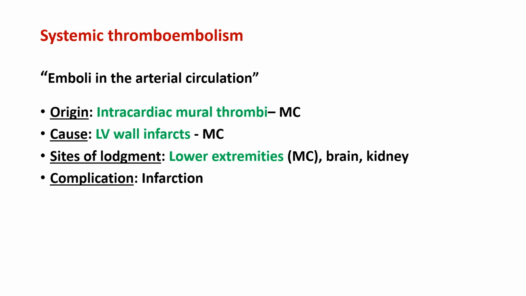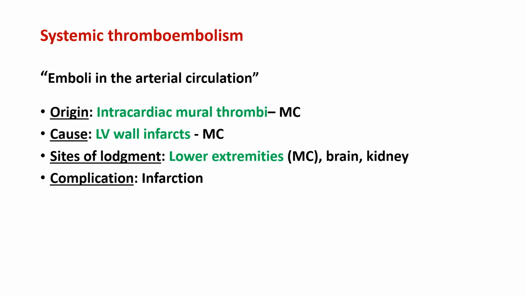So systemic thromboembolism is where we see emboli occluding the arterial circulation. Most commonly they arise from the cardiac chambers. As they are formed in the cardiac chambers, those thrombi are known as mural thrombi. Once they get detached from their attachment to the underlying surface, they become emboli and come into the circulation. The most common cause for these intracardiac mural thrombi is infarction involving the left ventricular wall, like myocardial infarction.